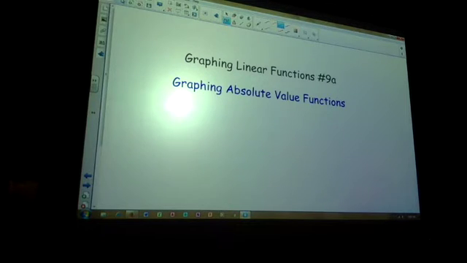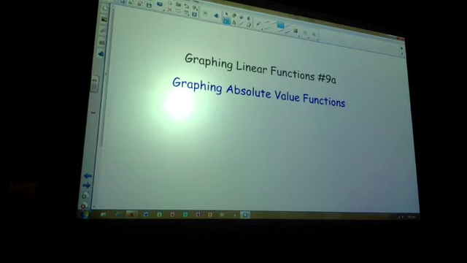Where you have a point and a slope, and the slope defines a second point. So it's a map. And then there's slope-intercept form, where you find the y-intercept, and then you use the slope from there in order to move on. So now we're going to be graphing absolute values.